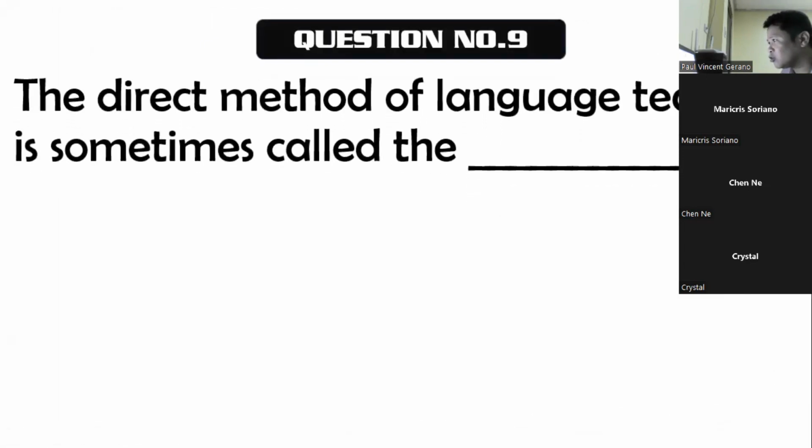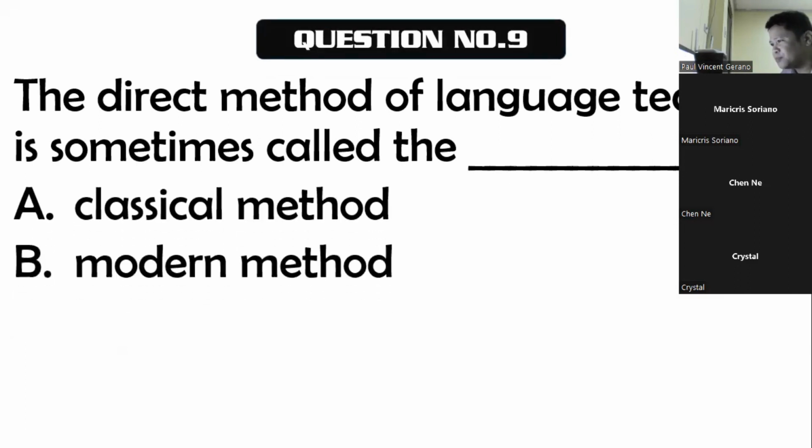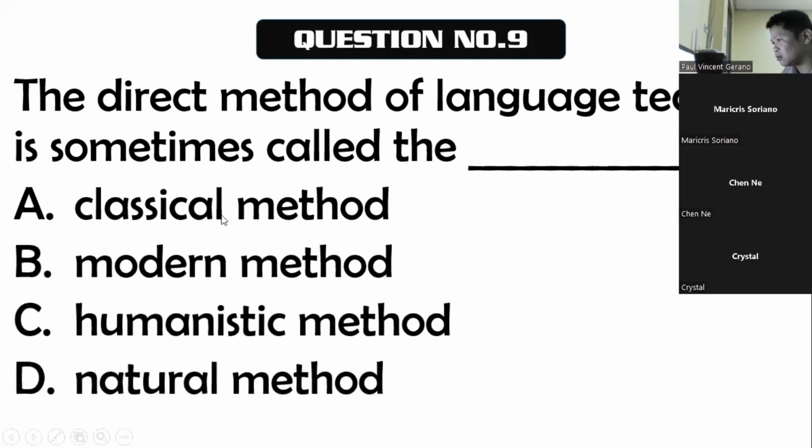The direct method of language teaching is sometimes called the blank. A, classical method. B, modern method. C, humanistic method. D, natural method. Aimee said letter D. Yes, Rika, letter D. Correct. The correct answer is letter D, natural method.